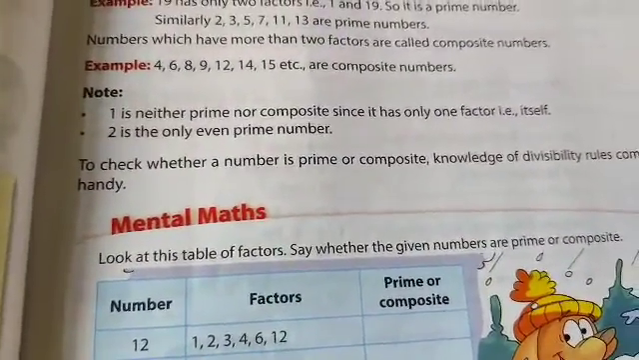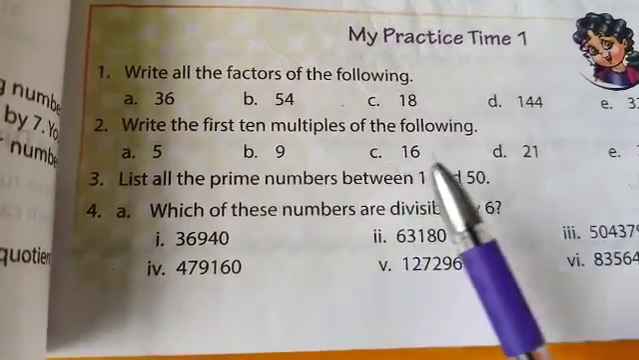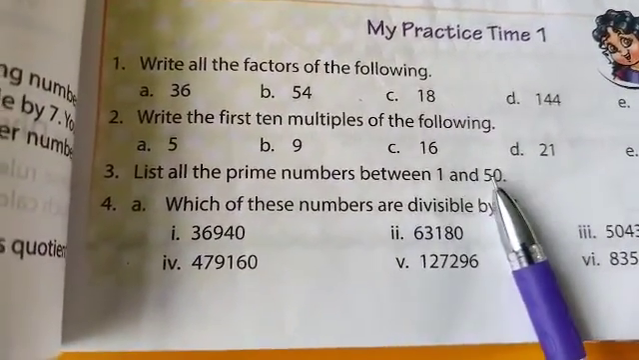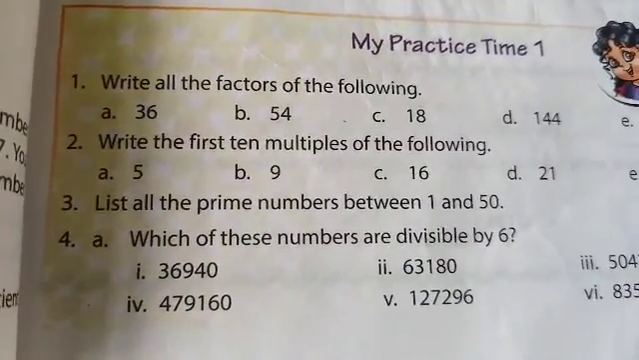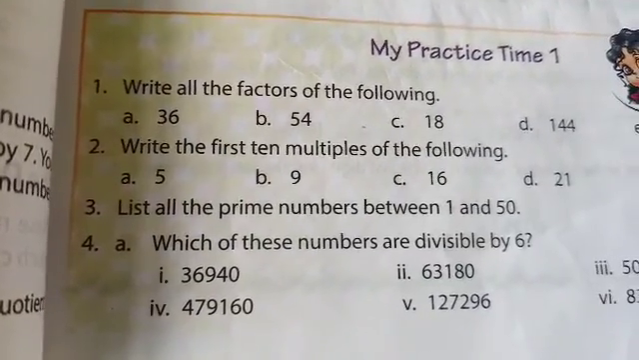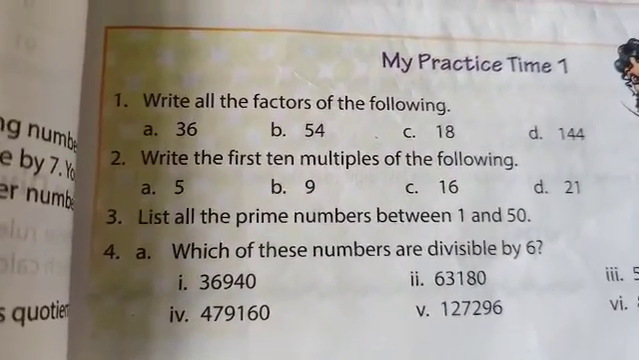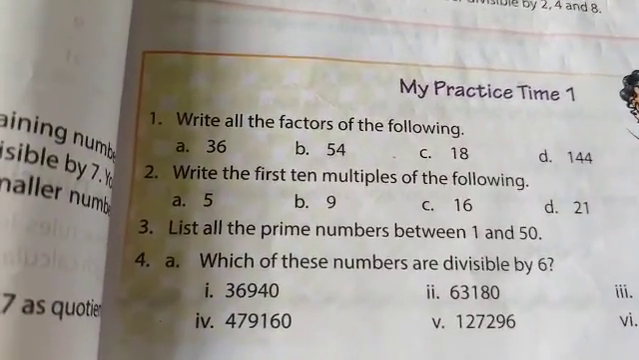Is it clear? Sure? Now let's see, list the prime numbers between 1 and 50. So you have to write the prime numbers between 1 and 50. Prime numbers means the numbers which have only two factors, 1 and the number itself. Okay? So with these we have completed 1 to 3 questions of practice time 1.